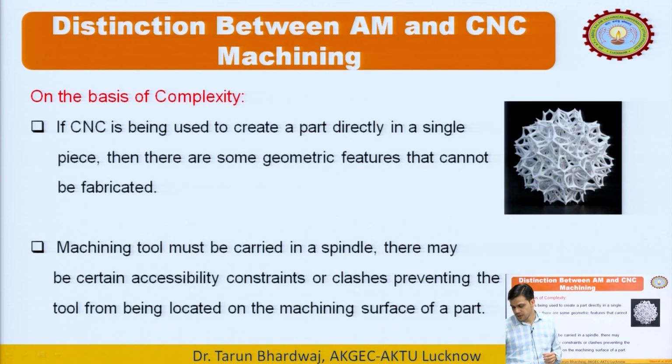manufacturing process. Now on the basis of complexity, as I am talking about complexity again and again, जैसे मैं बार बोल रहा हूँ कि complexity parts के लिए, additive manufacturing is very useful for complex parts and customized parts. Okay, so if CNC is being used to create a part directly in a single piece, then there are some geometric features that cannot be fabricated.